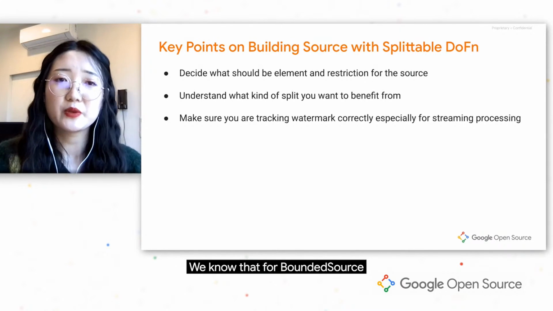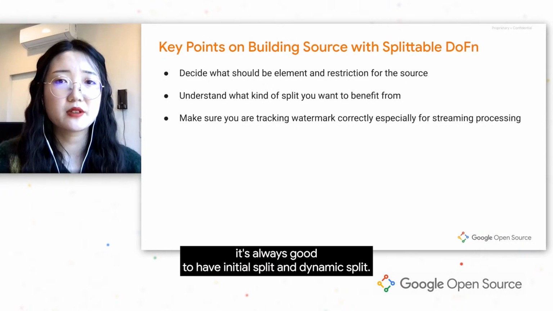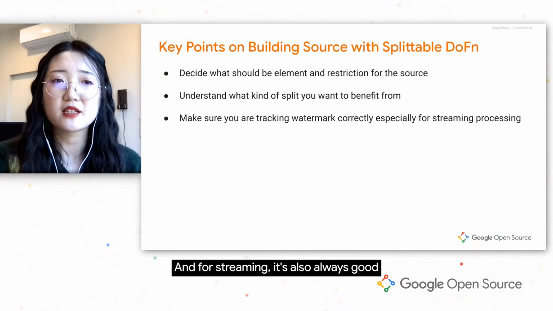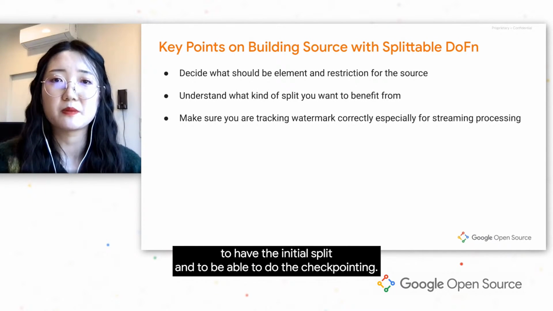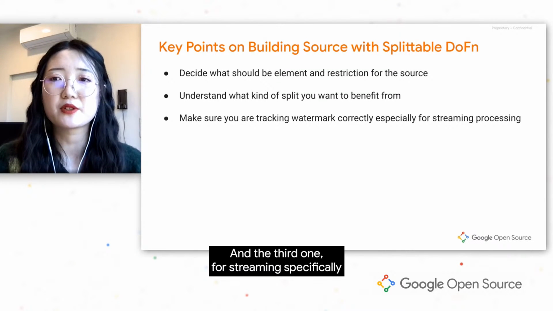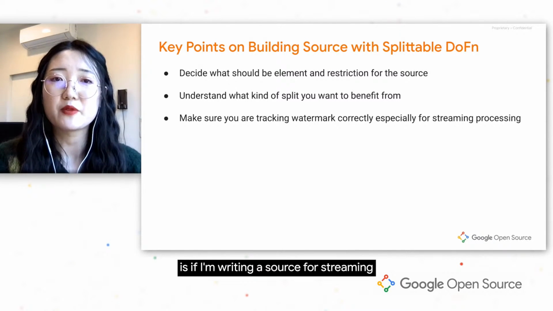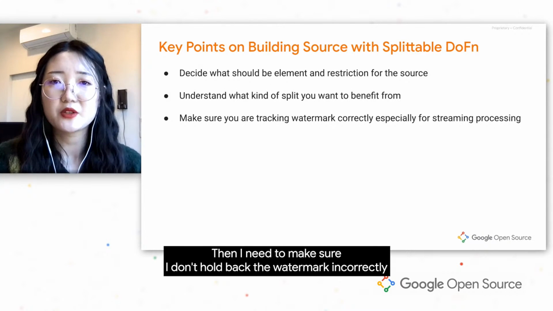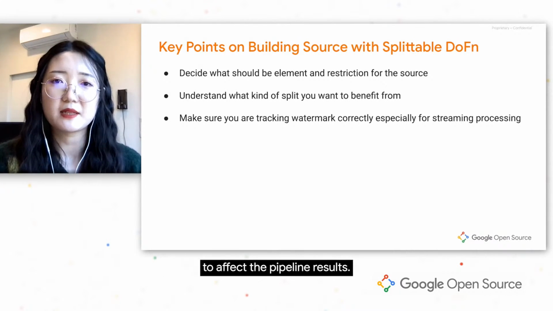our source. As we know, for a bounded source, it's always good to have initial split and dynamic split. And for streaming, it's also always good to have initial split and to be able to do checkpointing. And the third one is for streaming specifically: if I'm writing a source for streaming, I need to make sure I track and advance the watermark correctly. And I need to make sure I don't hold back the watermark incorrectly and affect the pipeline results.